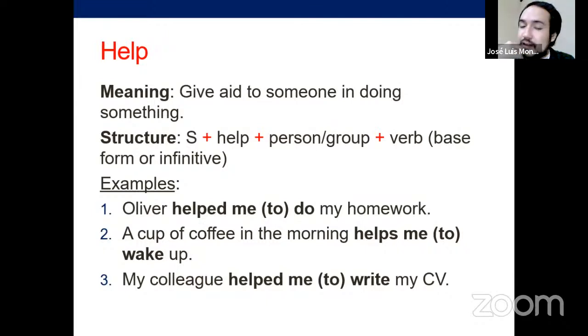So again, Gladys, any examples that you want, please give me 2 examples using help. And again, you are helping, you are giving aid to someone, or someone is giving aid to someone else, do something or to do something for them. So what comes to your mind?